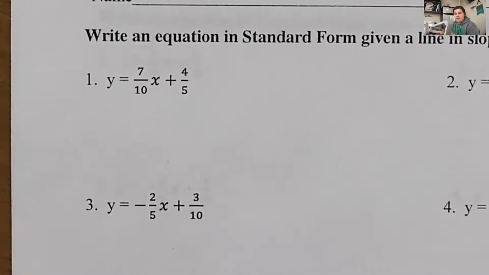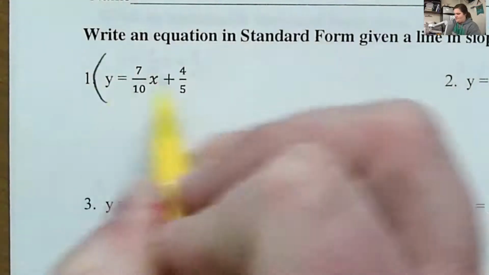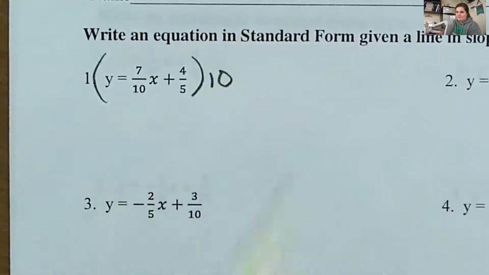The best way to do that is to ask yourself, what would be the common denominator between the fractions? So common denominator is the smallest number that both of them go into. Well, the smallest number that both of them go into would be 10. That common denominator would be 10. So therefore, that is what I'm going to multiply that equation by. I'm going to multiply it by 10 on every single thing. Okay, this is to get rid of the fractions.